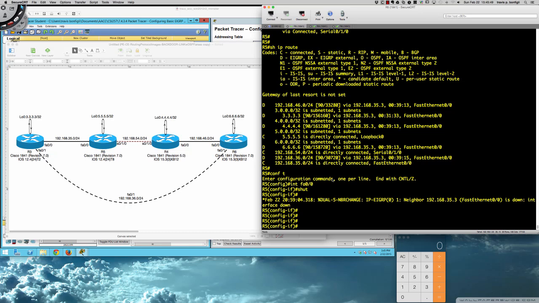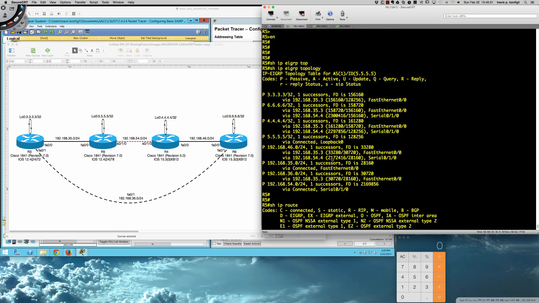And so here's what we see: 230,2976. Let's scroll back up and see what our topology table showed us. 230, where are we at here?